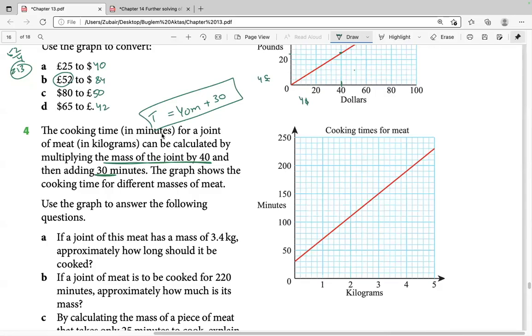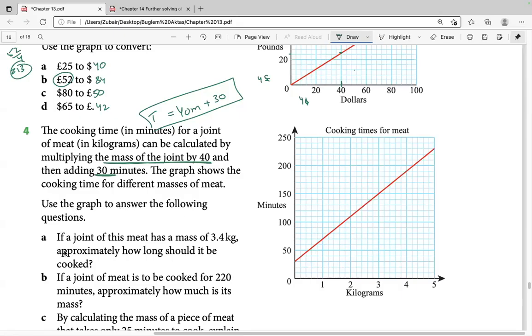So time equals 40 times mass plus 30, right? Now look at this red line. 30 is the y-intercept and 40 is the gradient, because for every 1 kg, it increases by 40. For 2 kgs, what would it be? 2 into 40 plus 30. 3 kgs would be 3 into 40 plus 30, and so on.